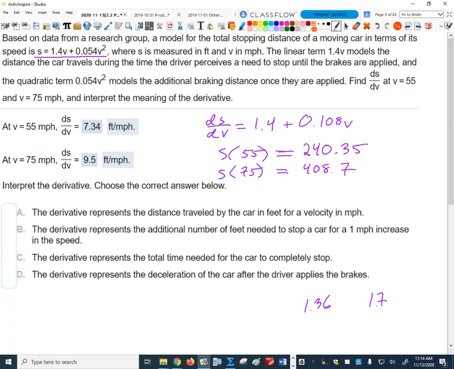There's another part of this, though. How about when we evaluated the derivatives? What's this telling us? At 55 miles per hour, how do we interpret this stuff? And let's look at what their answers are. What's the best choice here? What is the derivative telling us? A, B, C, or D?